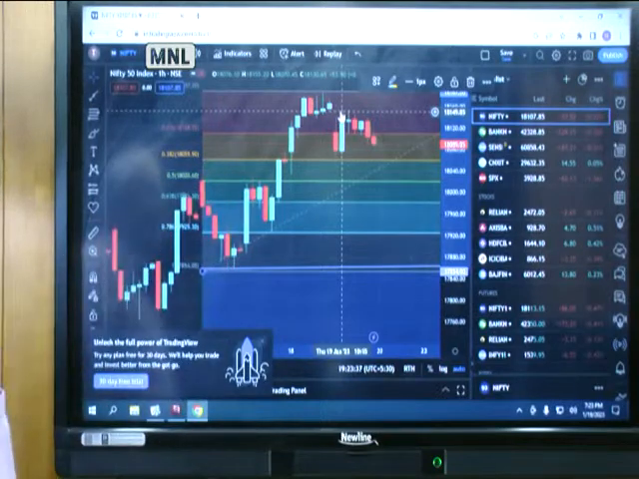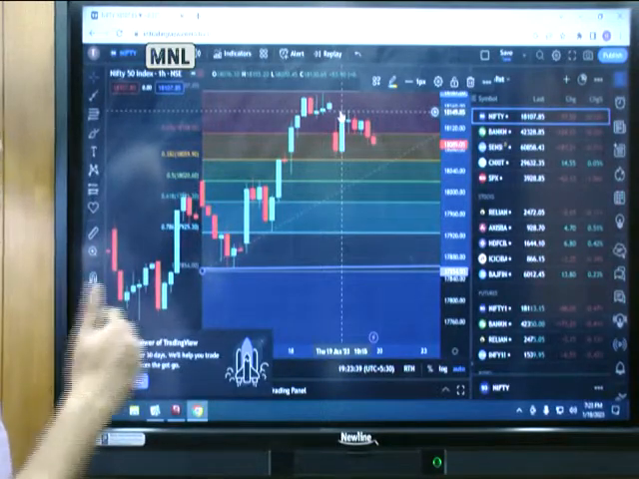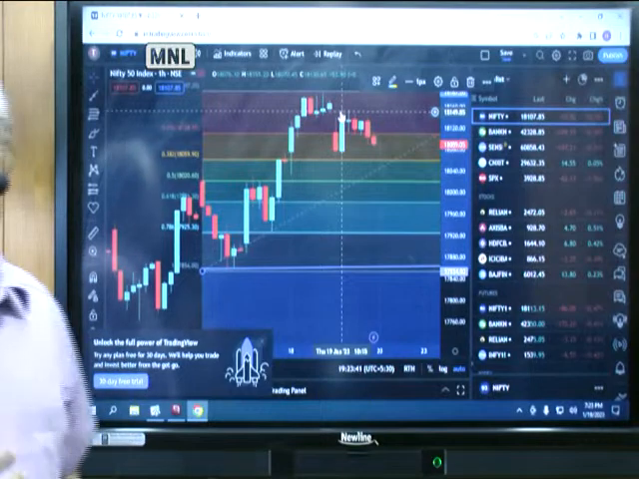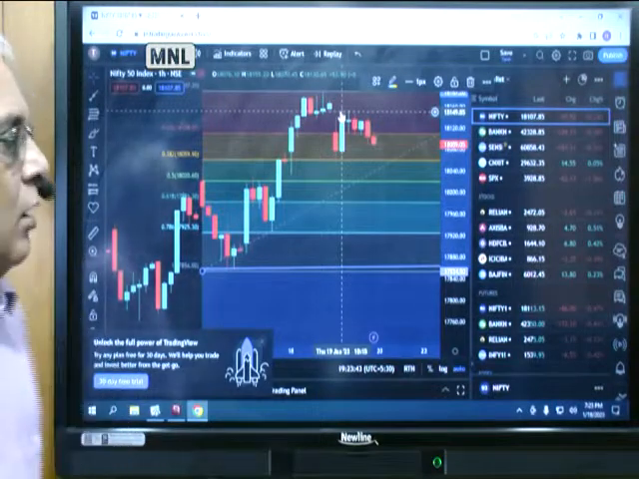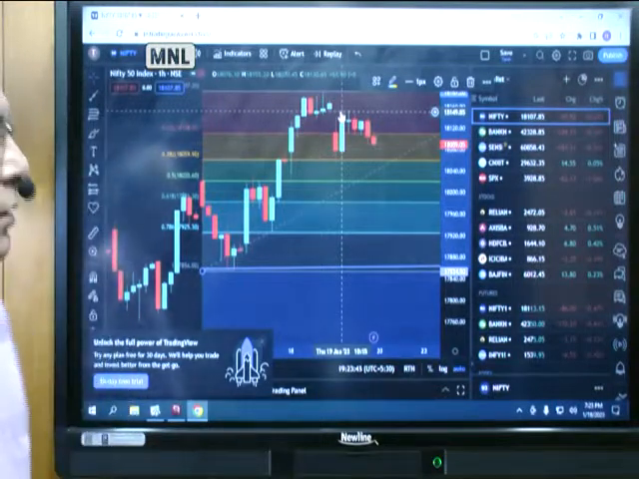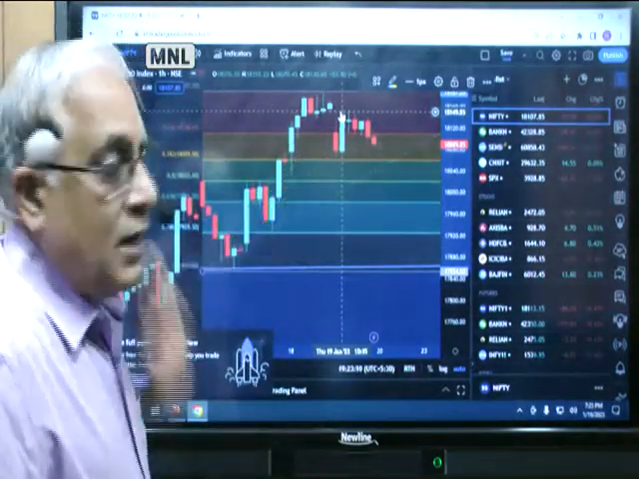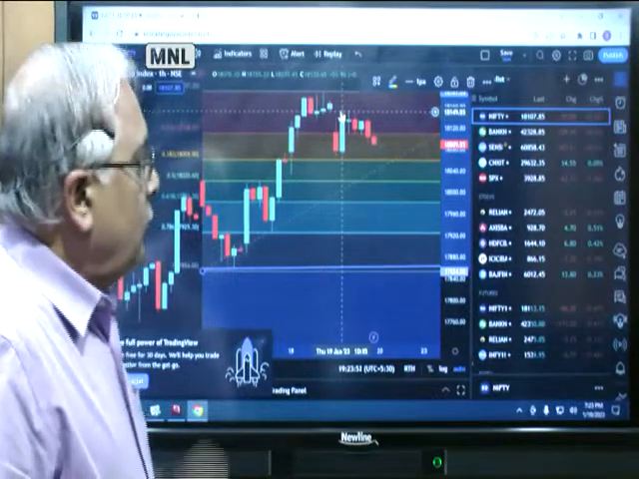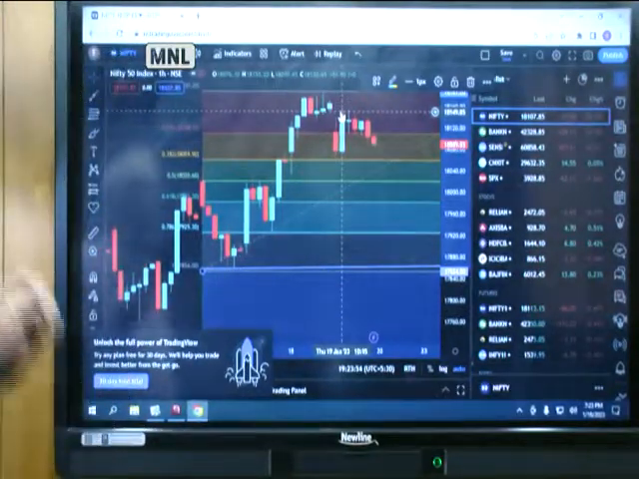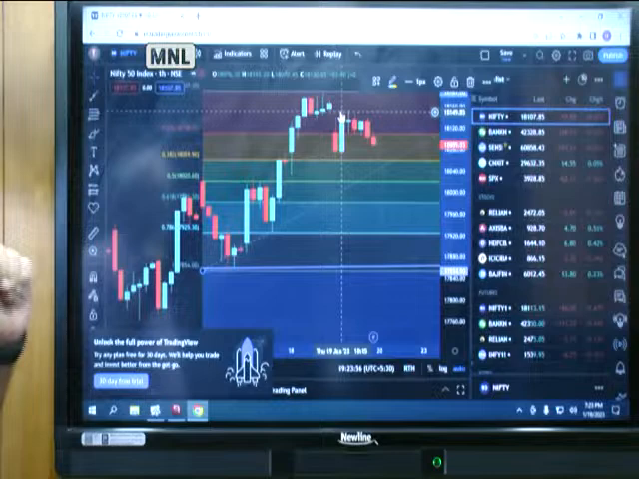In this case, you could have shorted below 18,108 and put in a stop loss above 18,155 or above 18,187. Then it started to take support at this level. Now that level has not been cut. So now what you can do depends on the type of stop losses that you want.